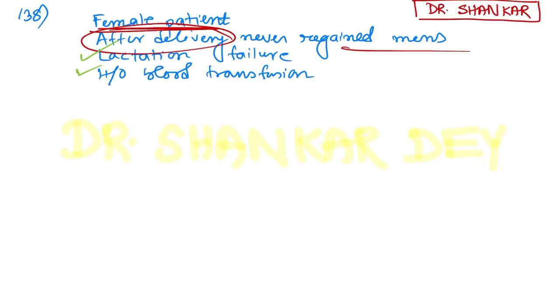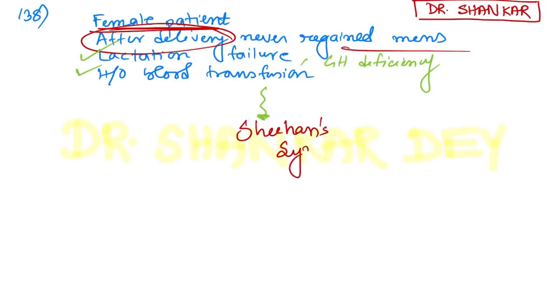Female patient after delivery with lactation failure along with growth hormone deficiency symptoms. I think the growth hormone deficiency option was also there. Definitely this is a case of Sheehan syndrome. So this is straightforward Sheehan. I know you are making fun of my Hindi language, but I am trying my best to improve my Hindi. So Sheehan syndrome. This is Sheehan syndrome.